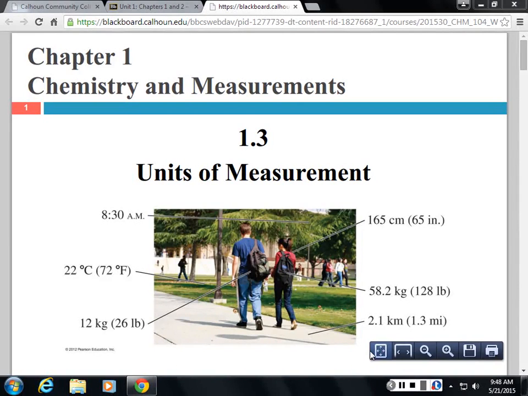Hi there. We are going to look at Chapter 1, Section 3 just briefly, so it shouldn't be a very long video, but we're just going to talk about units of measurement.